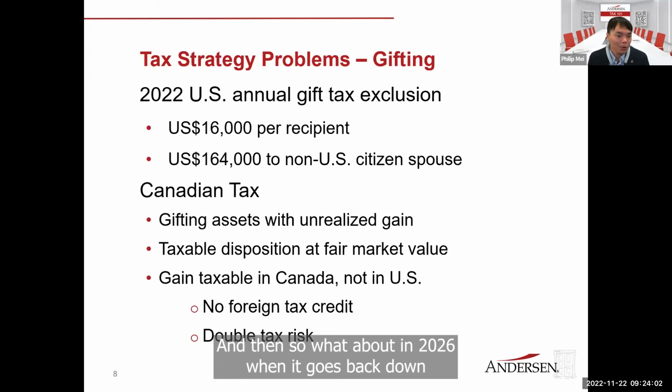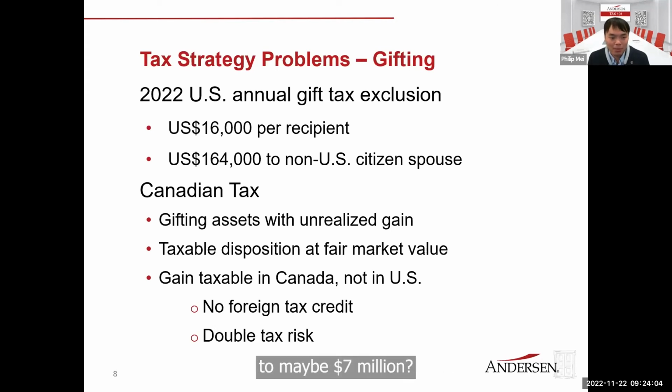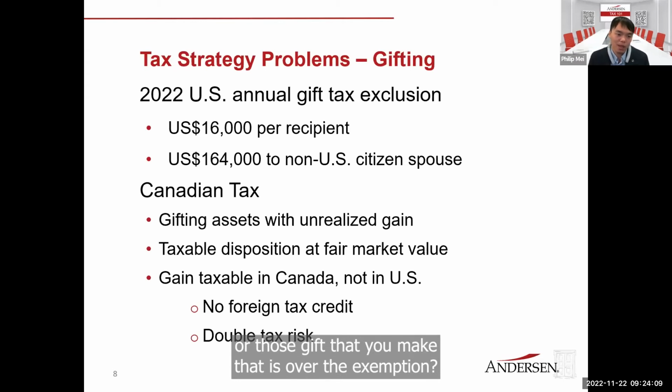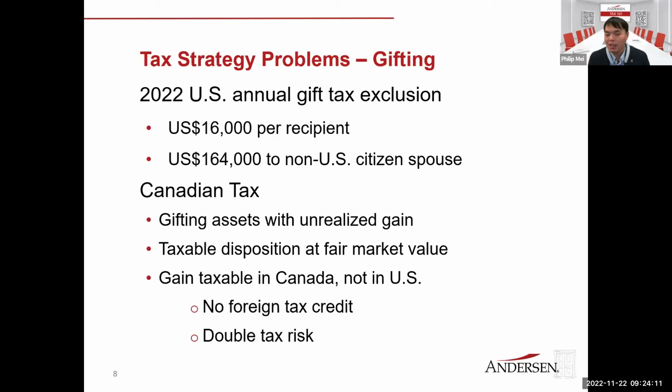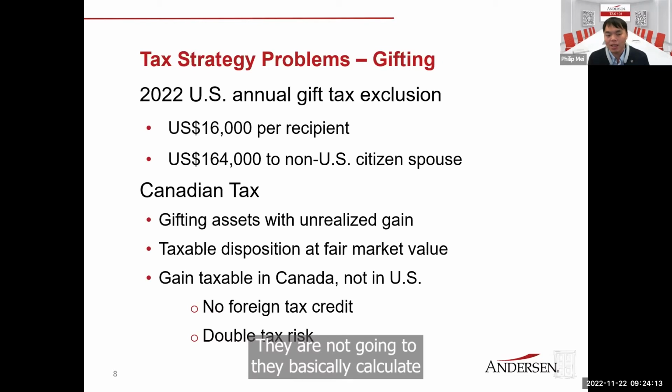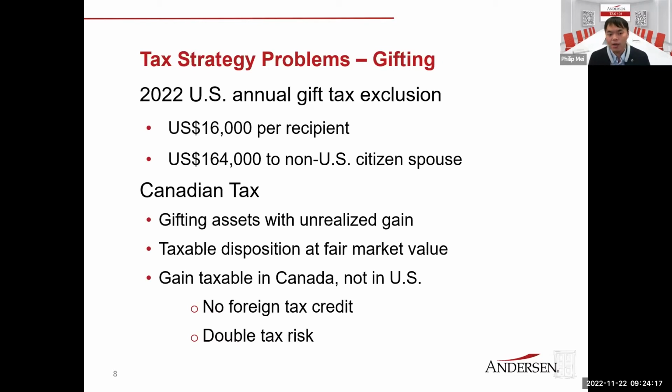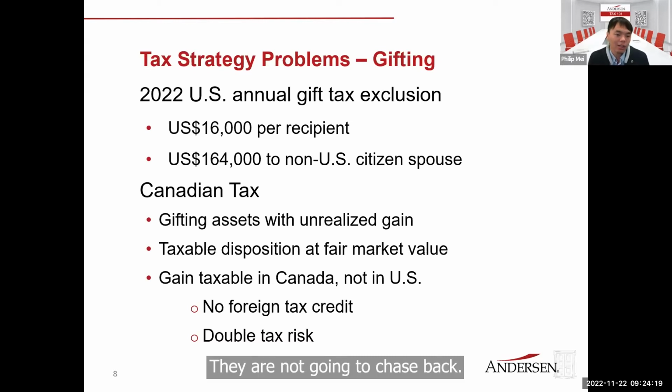And then what about in 2026 when it goes back down to maybe $7 million? Are they coming back to chase all those gifts that you made that are over the exemption? They are not going to. They basically calculate the exemption in the year that you make the gift. Once you claim it, you claim it. They are not going to chase back.